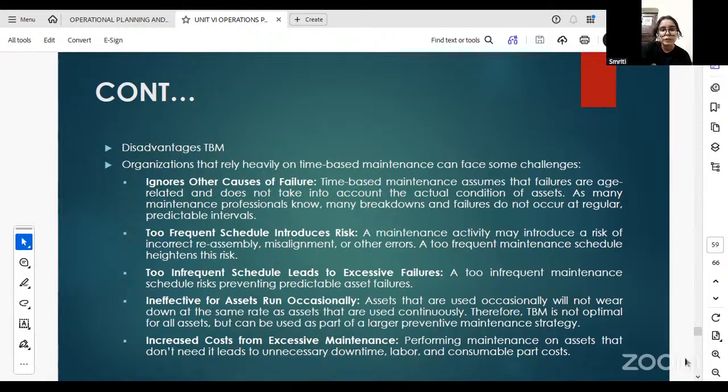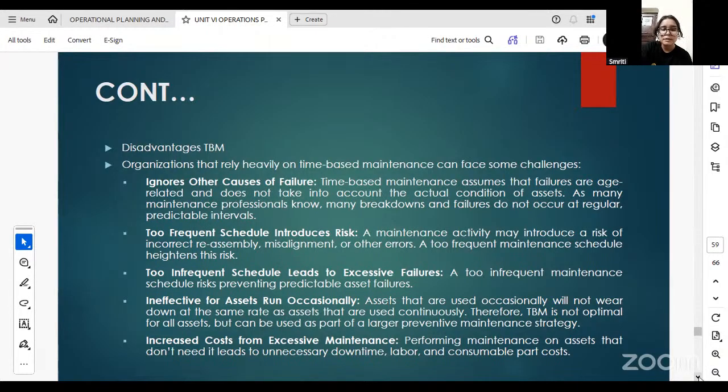Too frequent schedule introduces risk. A maintenance activity may introduce a risk of incorrect reassembly, misalignment, or other errors. A too frequent maintenance schedule heightens this risk. Too infrequent schedule leads to excessive failure. A too infrequent maintenance schedule risks preventing predictable asset failures.